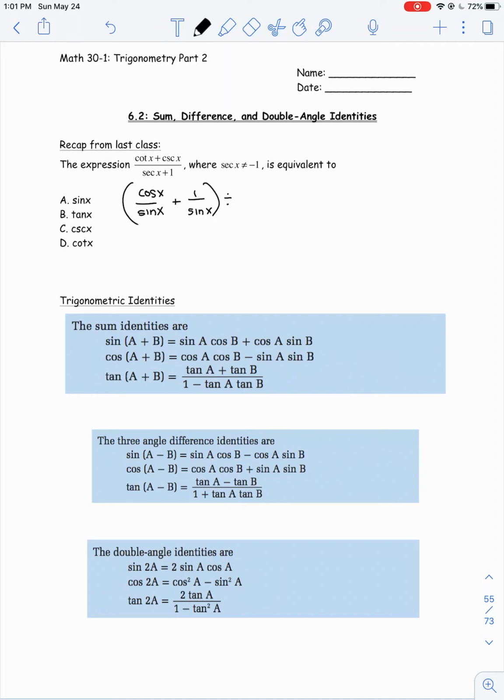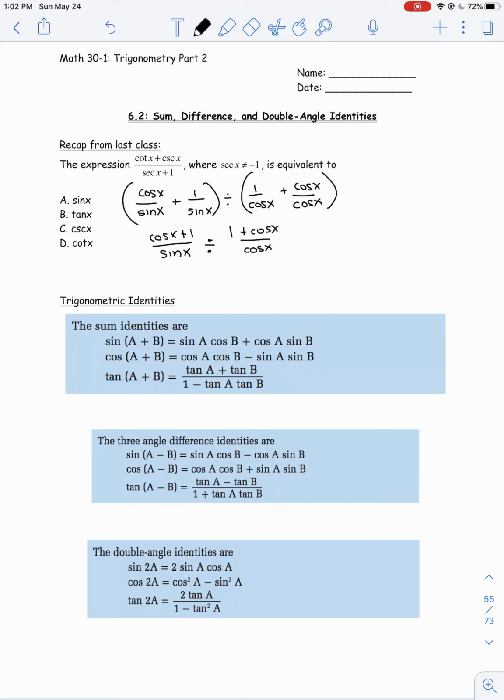Secant x is 1 over cos x, and then plus 1. We're going to get common denominators by multiplying the top and bottom by cos x. That's just going to save us some time if we do 1 is the same as cos x over cos x. So there's common denominators, so I know that the first fraction is just going to be cos x plus 1 over sine x. And then we're going to divide it by 1 plus cos x over cos x.